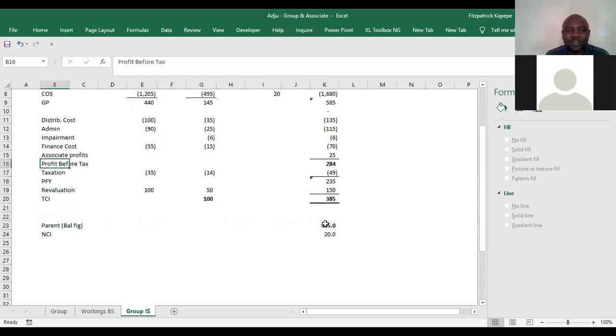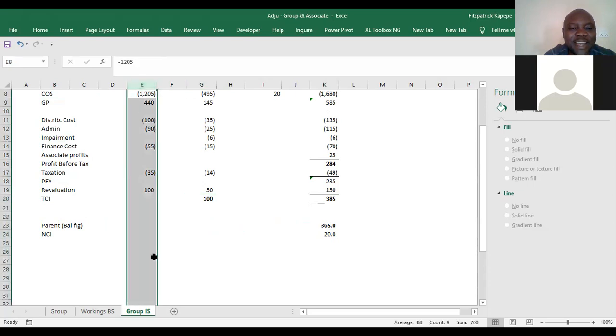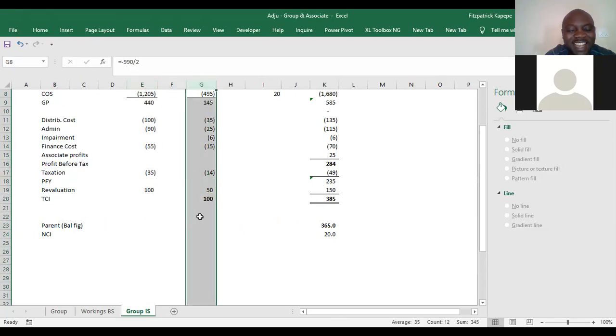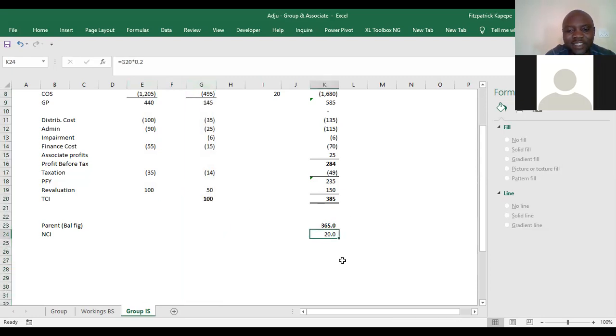That's all. So, the NCI 20? Yes. And you know this 20 is coming from where? It's coming from here. Oh, okay. Because the NCI has no share in the parent company's holdings. Oh, I see. So only in the subsidiary, because this is where the NCI has also invested. Okay. So getting a 20 there.